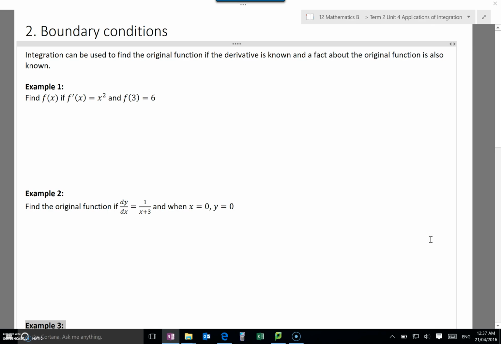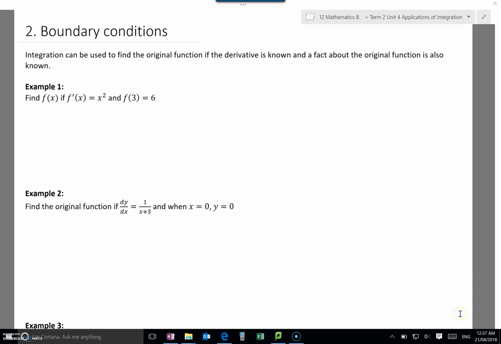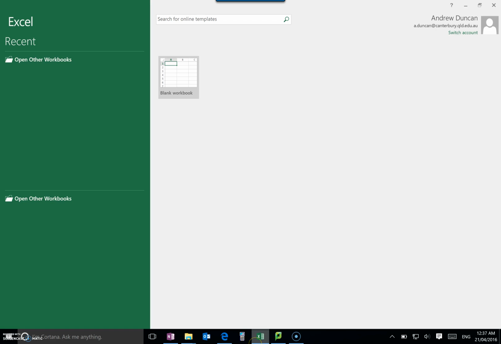The purpose of this video is to look at some boundary condition problems and how to use integration to find the original function, given that we have a bit of extra information. Alright, so we'll have a look at a few examples. Integration can be used to find the original function if we know the derivative and some fact about the original function.